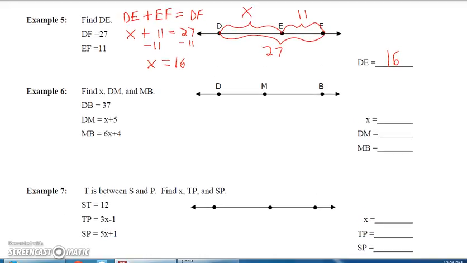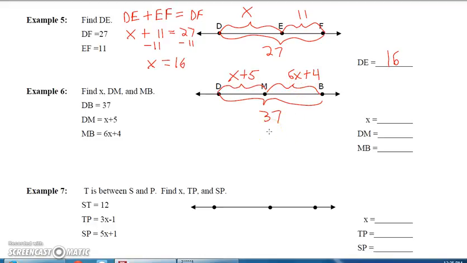So here we go. DB, the entire thing, the length of the entire segment, is 37. DM is x plus 5. And MB is 6x plus 4. How do we do segment addition postulate? Part plus part equals whole thing.